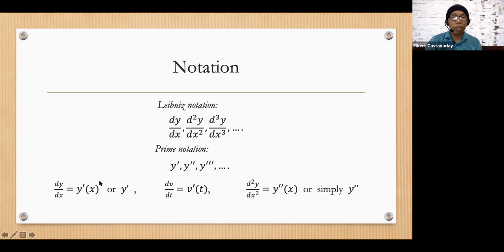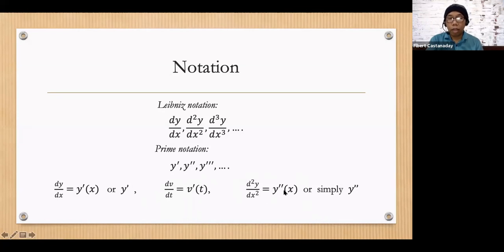What's the equivalent of y prime in Leibniz notation? dy over dx in Leibniz is equal to y prime or y prime of x. They're just the same. dv over dt is equal to v prime of t. What is the dependent variable here? The dependent variable in dv over dt is v, and the independent variable is t. Remember, the dependent variable and the unknown function are just the same. That's the other way of stating the dependent variable, and that is an unknown function.